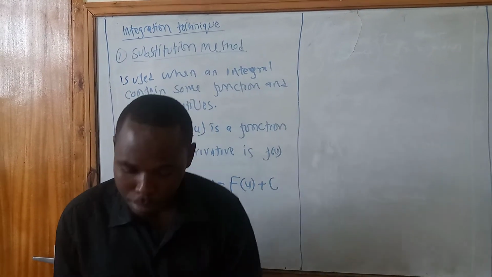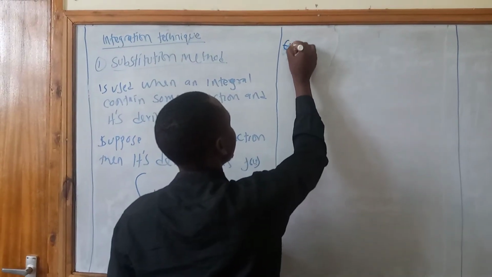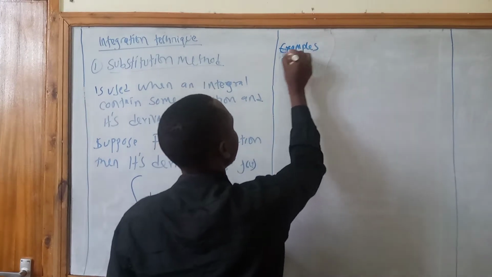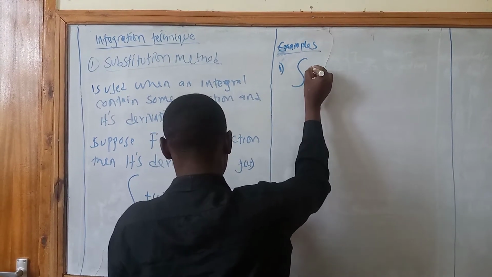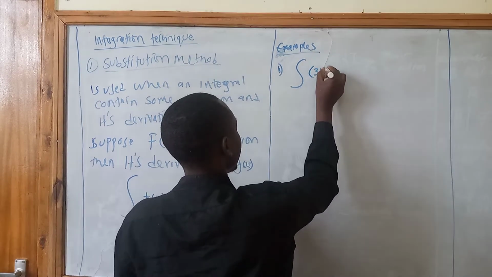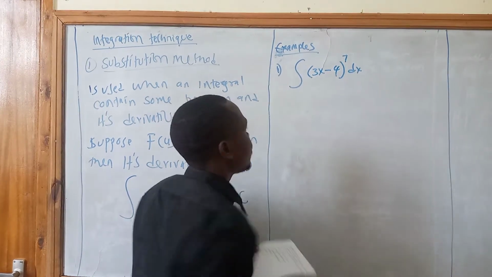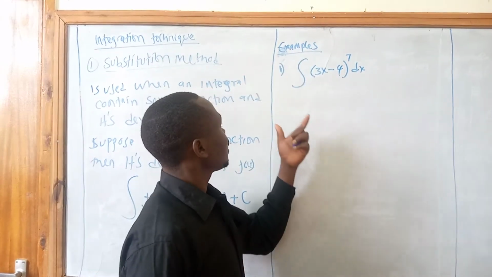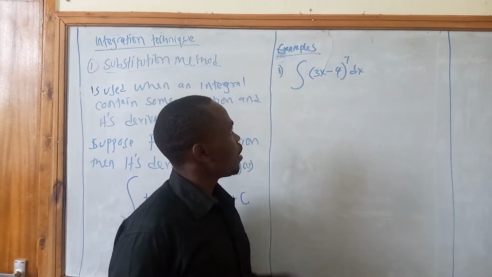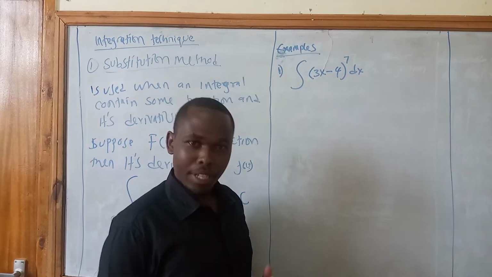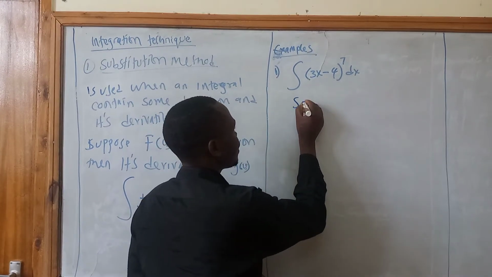The first example, example number 1, is the integral of (3x minus 4) to the power 7 dx. Then you have been told to use the substitution method to solve this. Don't worry, this is the easiest method of integral techniques. Then I write the solution.